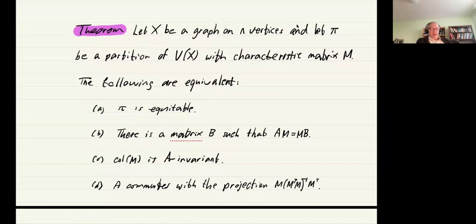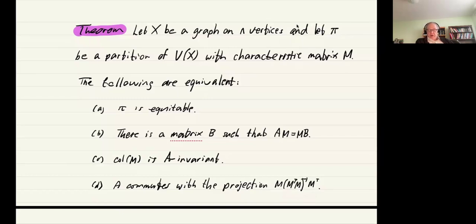I was more or less threatening you with other definitions of equitable. So this theorem is giving you the summary. If I have a graph on n vertices implying a partition of vertices with characteristic matrix M, then the following four statements are equivalent. The partition is equitable. There is a matrix B such that AM is equal to MB. The column space of M is A invariant, and A commutes with this matrix, which is built from M.